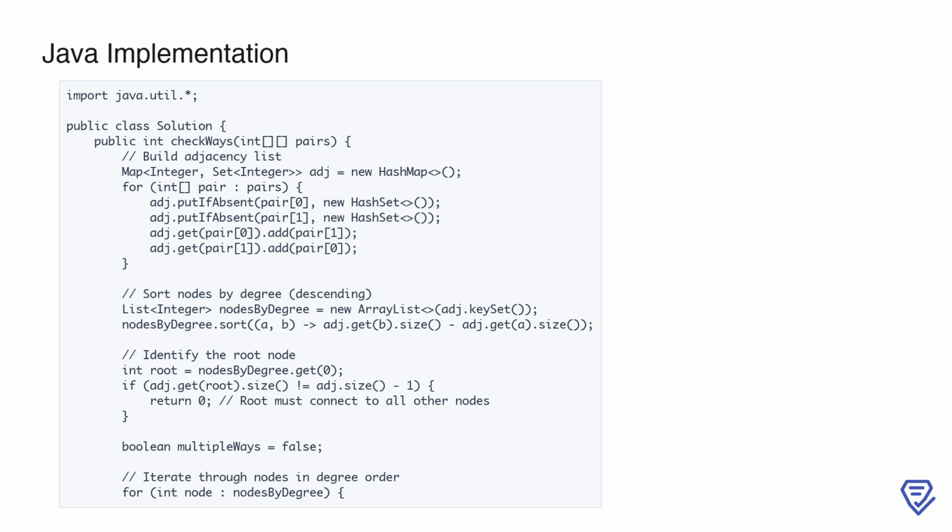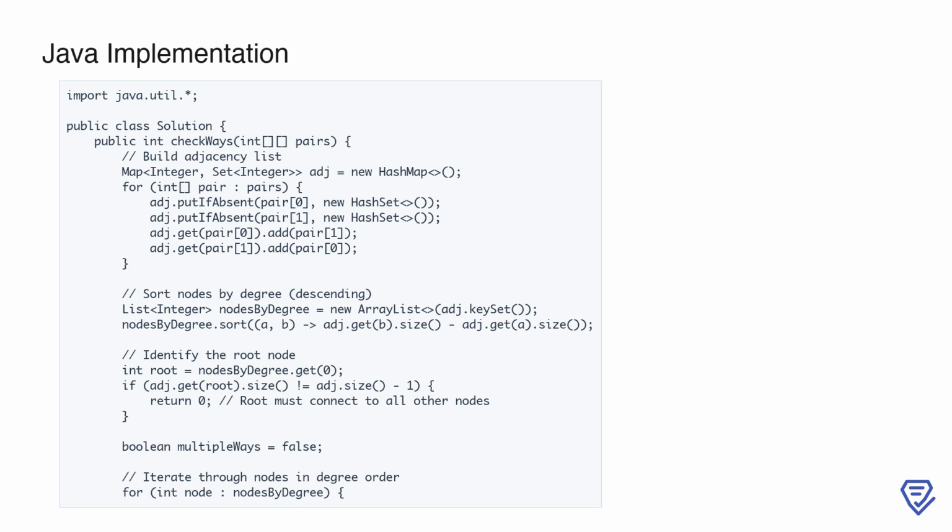In this implementation, we start by building an adjacency list from the given pairs. Each pair represents an edge between two nodes, so we ensure each node is mapped to a set of its neighbors. Using a hash map, we add both nodes of each pair to the adjacency list, creating a bidirectional connection. Once the adjacency list is complete, the next step is to sort the nodes by their degree, which is the number of connections each node has. This is done in descending order so that nodes with the highest degree come first.